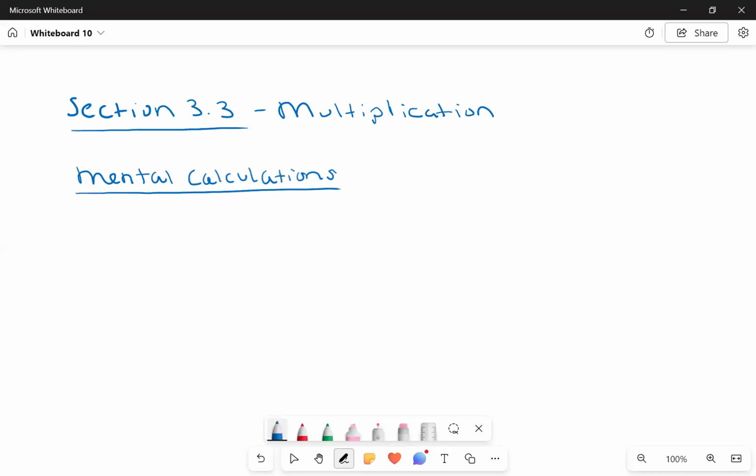In this video, we're going to look at mental calculations having to do with multiplication. Similar to addition and subtraction, we have some overlap with the concepts with the mental calculations. So let's start with compatible numbers. Compatible numbers means we look for pairing up numbers. So we pair numbers that are easier to calculate.